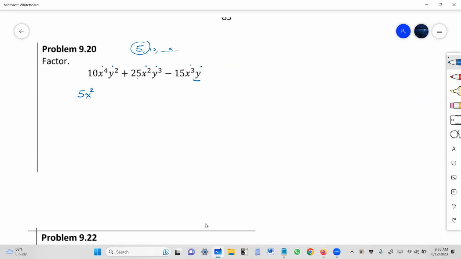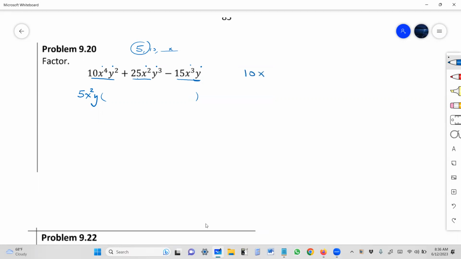Yes, y to the first, or just y. So we'll write it here. This is the GCF, or greatest common factor, for the expression above. When you find that, open parentheses, and inside of these parentheses I need to have 3 expressions. And I'm going to do the work on the outside right here. So this is what you're going to do.